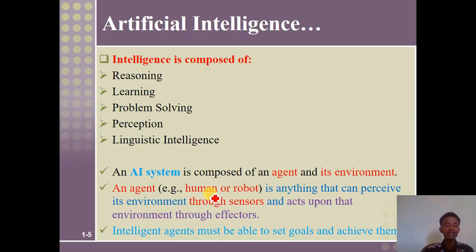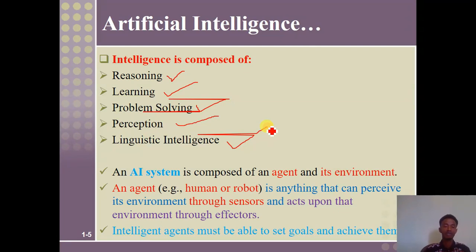So another topic is the components, the composition of artificial intelligence, the intelligent devices. To be said that our devices are artificially intelligent, they should have to contain the following. The first one is the ability of reasoning, the ability to learn from the data or from experience, solving real problems, perception, perceiving the stimulus from the environment, and also linguistic intelligence, like natural language understanding.